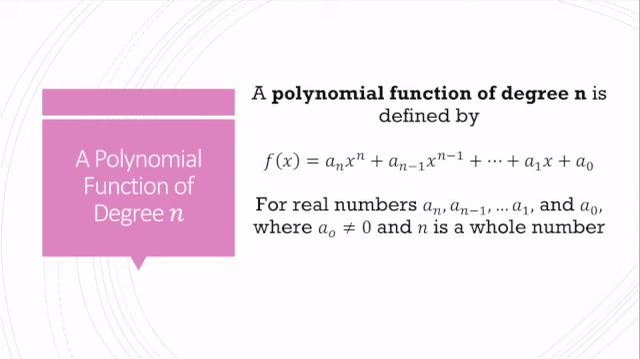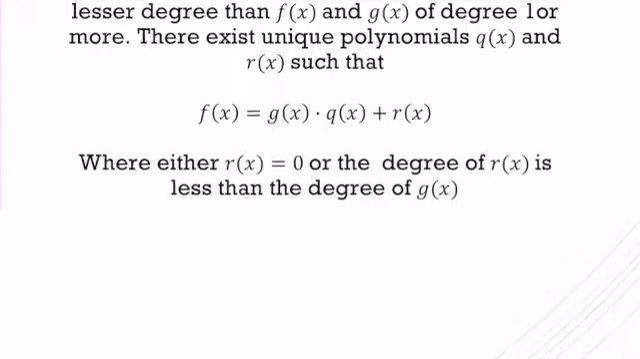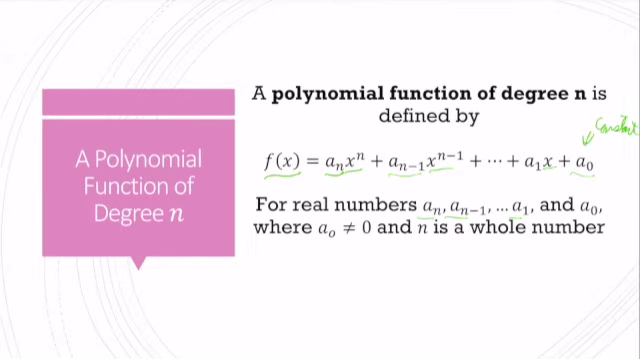Now, a quadratic is a degree 2 polynomial, and a polynomial function of degree n is defined by f of x such that there are coefficients, and I have x to the n, x to the n minus 1, x and a constant, right? If we just add a number without a variable, that's a constant. And this is for real numbers a_n, a_n minus 1, through a_0, where a_n doesn't equal 0, and n is a whole number.